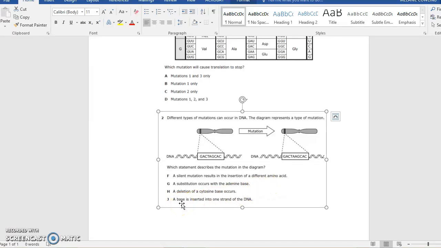Basically, what has happened is a base is inserted into 1 strand of the DNA, and that is that extra little A, and everything else scooted down. Does that make sense? I hope so. If not, like I said, talk to that biology teacher as soon as you get back.